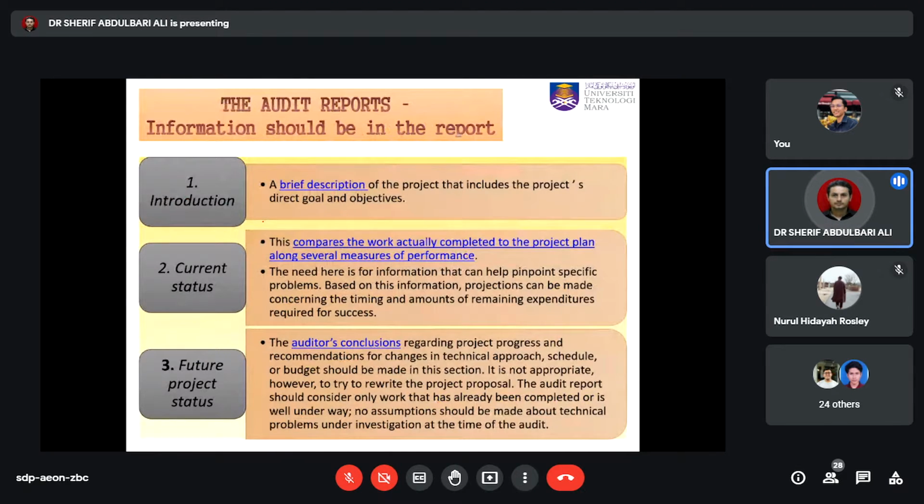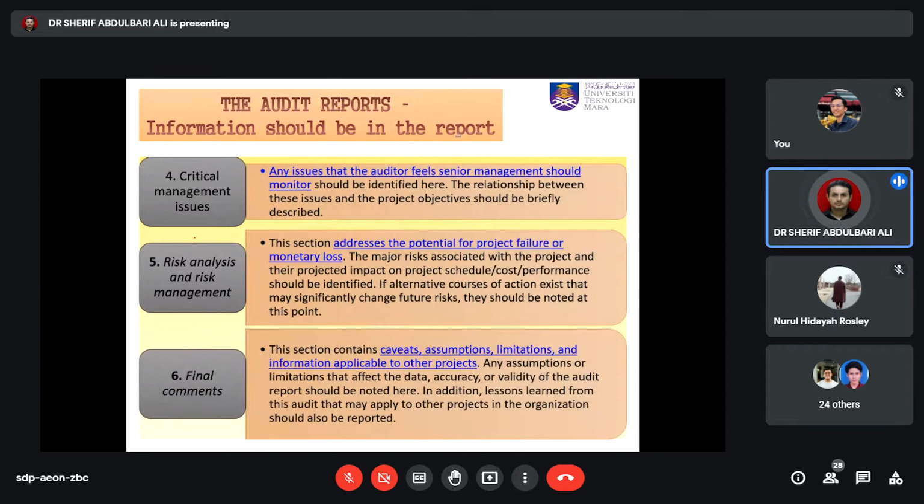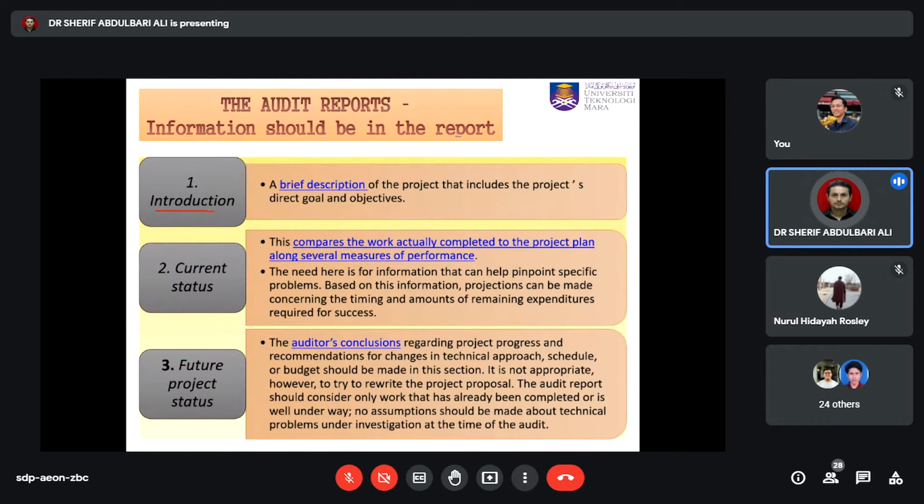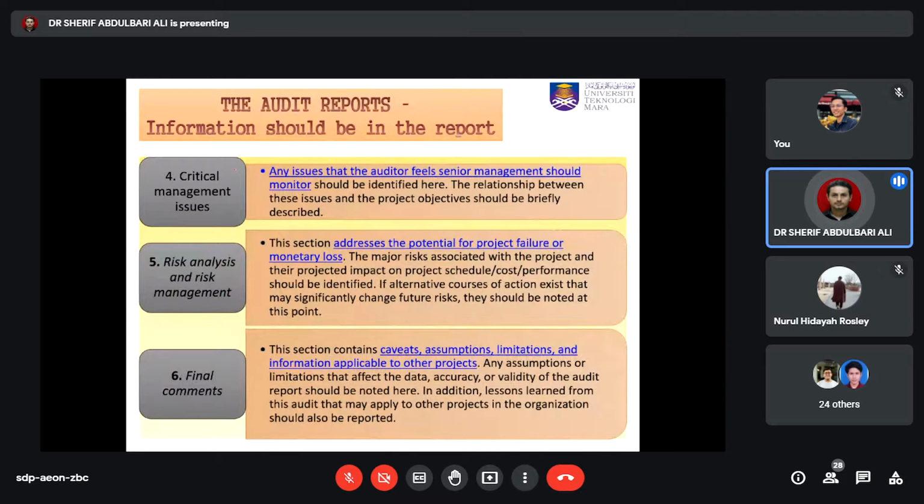So what sections are you actually going to write in the audit reports? The first one is the introduction. This is a brief description of the project. The second is the current status, to make a comparison between the actual work and what we had planned before. Okay. The third section is the future, and conclusions regarding the project process. You need to make a critical measurement issue.